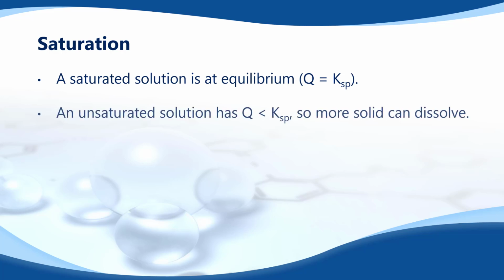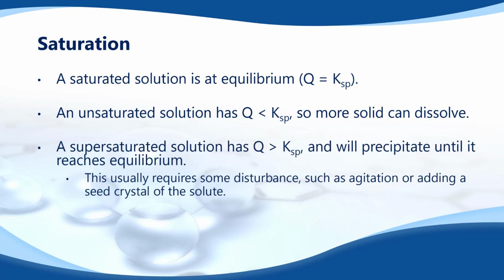Unsaturated solutions have Q less than K, so you can keep adding more solid and it will keep dissolving until you hit the saturated solution. And if you have more substance dissolved, you form a supersaturated solution, so Q is greater than KSP. If you ever have a supersaturated solution, the solution will precipitate until Q is equal to K. Now, usually this precipitation requires some type of disturbance.